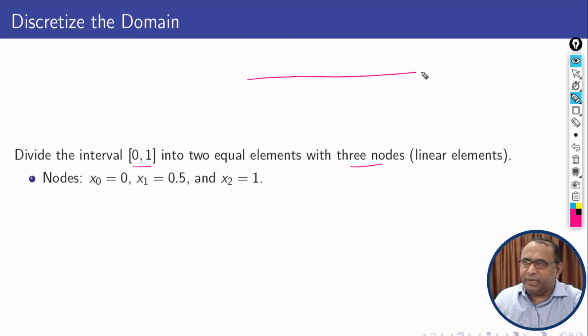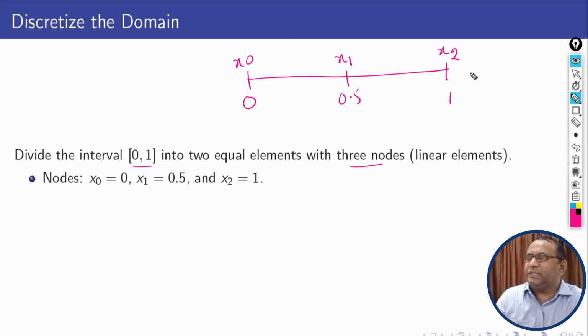So here we are given the interval 0 to 1 and this is the point 0.5. This is the first node, this is the second node, this is the third node. So 0, 1 and 2 are the indices of these 3 nodes, and the element between x0 and x1 we call e1, and the element between x1 and x2 we call e2. These are the small parts of the entire interval, or the sub intervals.